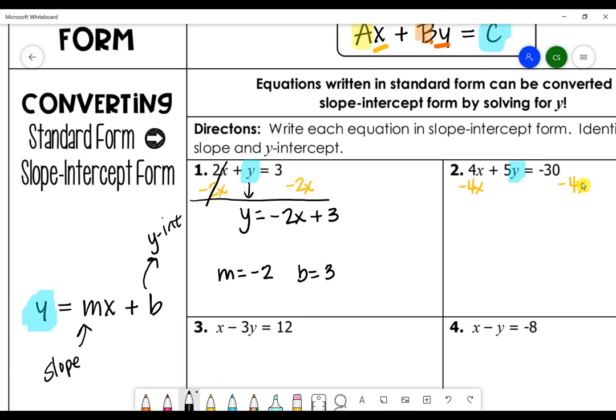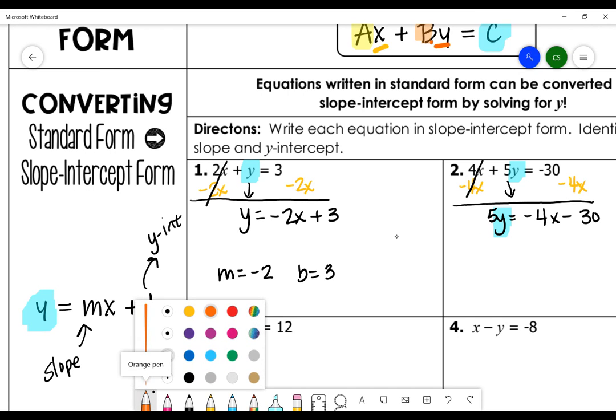Notice when I subtracted 4x from the other side, I didn't line it up with negative 30 because they're not the same, not like terms. So this cancels. Bring down my 5y, negative 4x minus 30. But notice y is still not isolated, because I want to isolate y. So what's happening is y is being multiplied by 5. Well, what is the opposite of multiplying by 5? It's dividing by 5. So I must divide every term by 5.